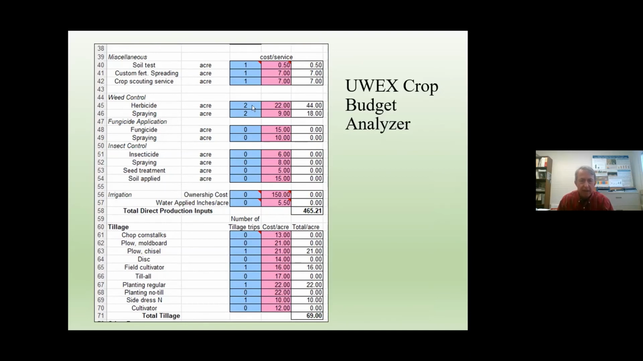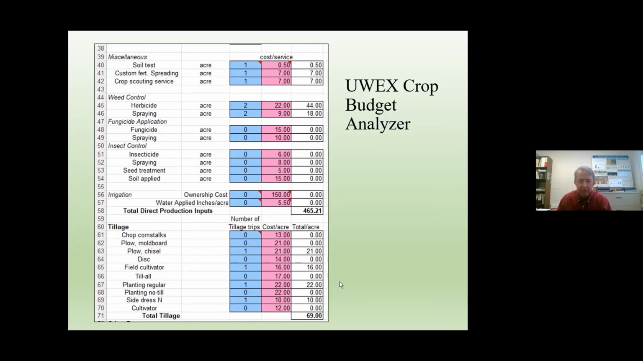I've got 2 applications of herbicide, each averaging $22 for $44 on my herbicide costs. I've got a couple of application costs there. I don't have anything here. I haven't entered any amounts for fungicides or insecticides, irrigation. I came down here. I do have 2 passes of tillage, a chisel plow and a field cultivator. And then it asks me for a no-till plant or a planting operation here, which I valued at $22 per acre.